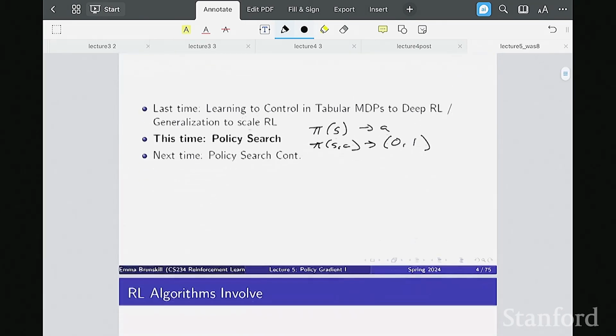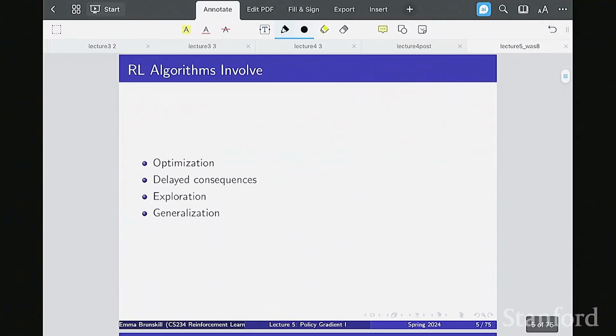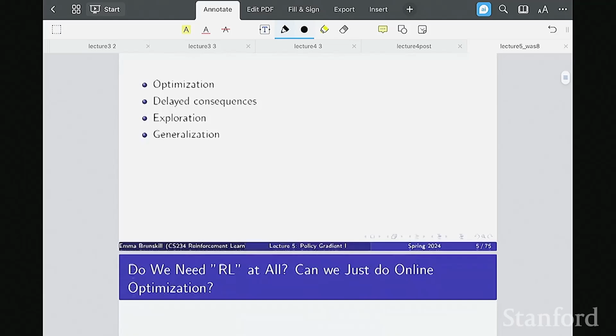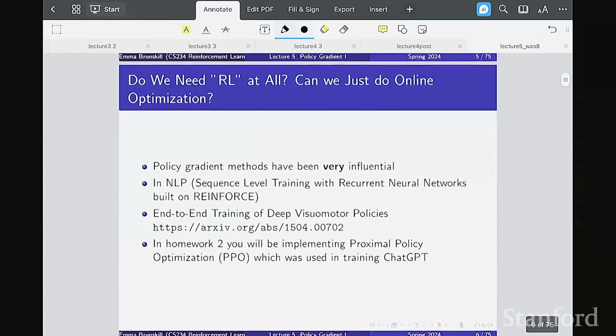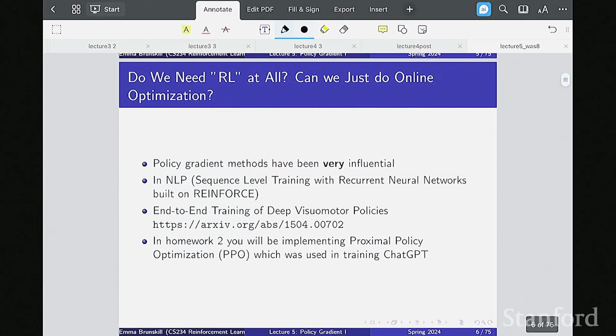These methods have been very popular and important. If we think back to what our algorithms involve, they involve optimization, delayed consequences, exploration, and generalization. We've seen examples of all of these ideas so far, and we'll go a lot more into some of them as we go through the course. But one thing you might be wondering about is, could we play the trick that's often done in computer science and try to reduce reinforcement learning to another problem.